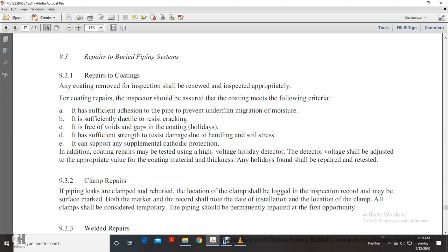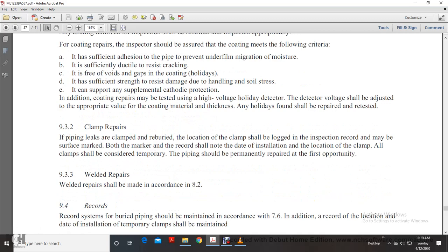Piping with clamps should be reburied. The location of the clamp should be logged. An inspection record may be made with the surface marked and the date and installation location of the clamp recorded. All clamps are considered temporary. The piping should be permanently repaired at the first opportunity.